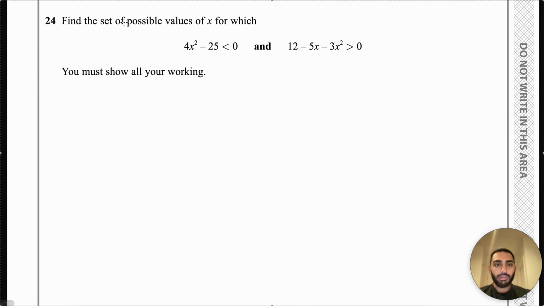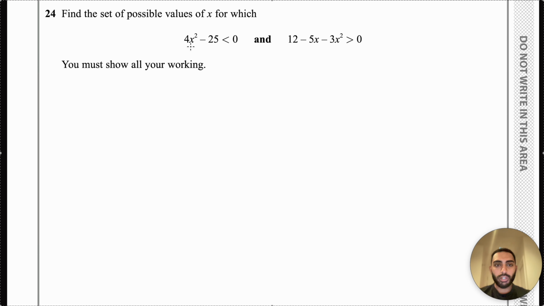Question 24. Find the set of possible values of x for which 4x squared minus 25 is less than 0. So the first thing that I can see here is both of these are square numbers. So that means I'm going to be using difference of two squares to factorize that one. And 12 minus 5x minus 3x squared. I can see here I've got a negative x squared. So I'd prefer if I didn't have that, it'd make it easier if I move everything to the other side.